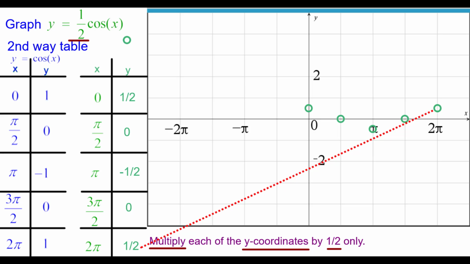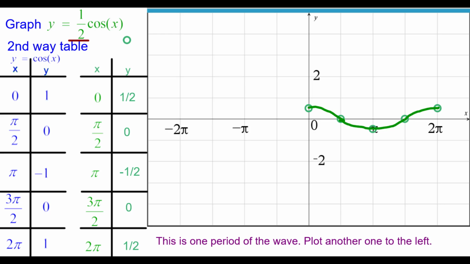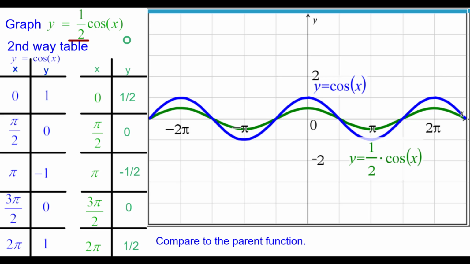Connect the points as a cosine wave. Frown, smile, frown. This is one period of the wave. Let's plot another one to the left by going back a period from each key point. And there's our cosine wave. We'll compare it to the parent function in blue, and you can see that the green is half of what the blue is as far as the y-coordinates are concerned.